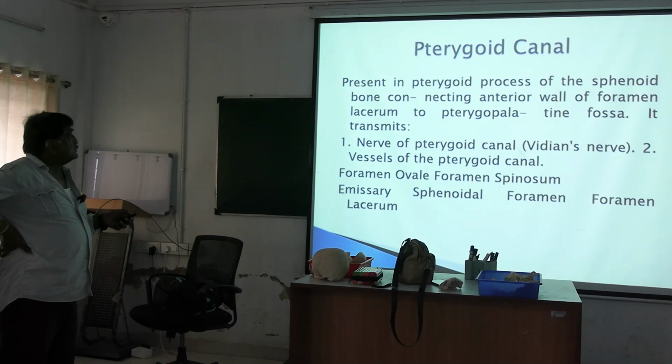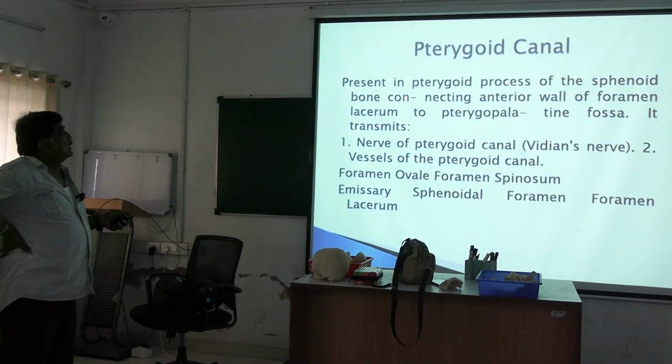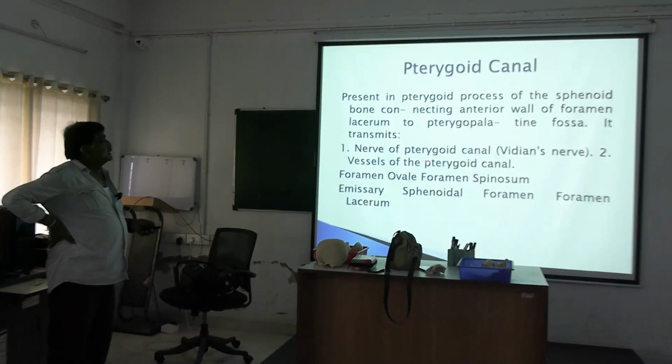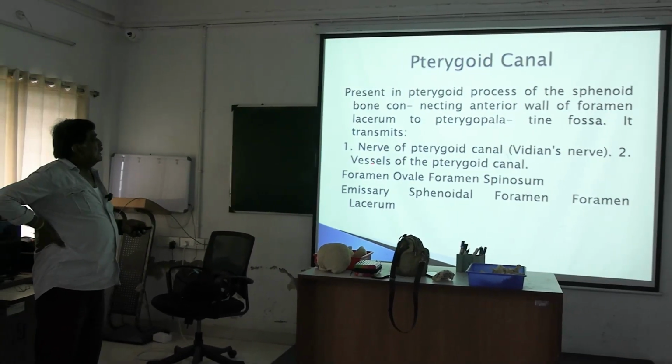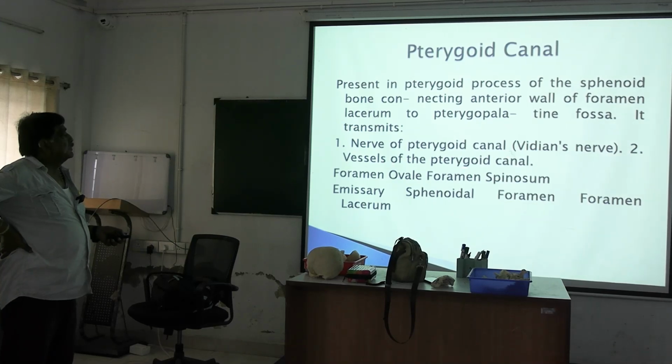Pterygoid canal, present in the pterygoid process of the sphenoid bone, connecting the anterior wall of the foramen lacerum to the pterygopalatine fossa. It transmits nerve of the pterygoid canal, Vidian's nerve, and vessels of the pterygoid canal. Now, nerves and vessels. The pterygoid canal passes the Vidian's nerve and vessels of the pterygoid canal. Foramen ovale, foramen spinosum, emissary sphenoidal foramen, foramen lacerum.